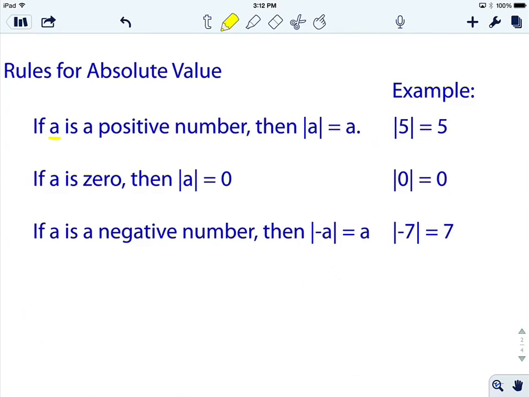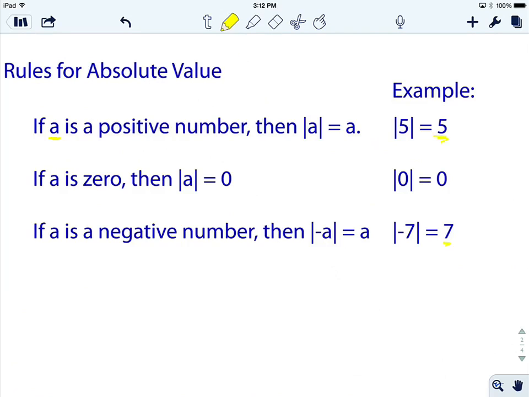Just like I said before, just because it's positive doesn't mean it changes and becomes negative. If it's a positive number, it comes out a positive number. If it's 0, it's just 0. You can't flip 0 to begin with, so a positive 0 or negative 0 doesn't exist. So the absolute value of 0 is just 0. And if A is a negative number, it still comes out positive.